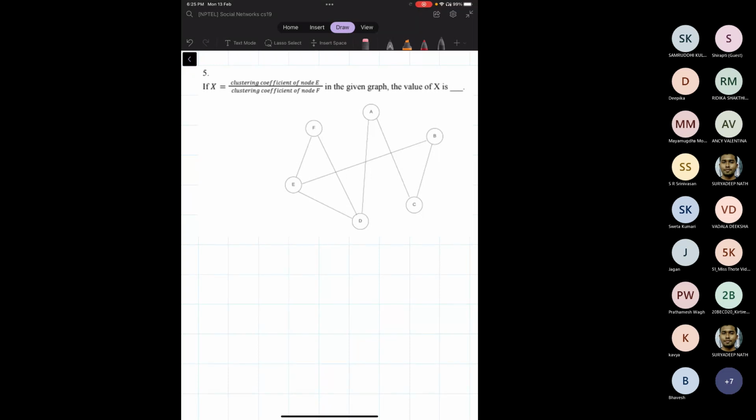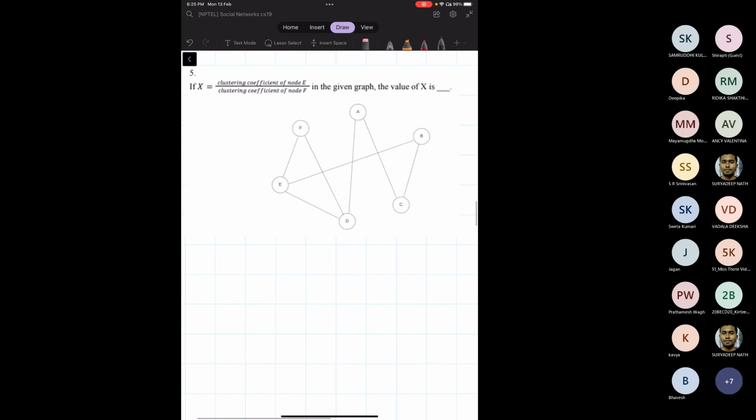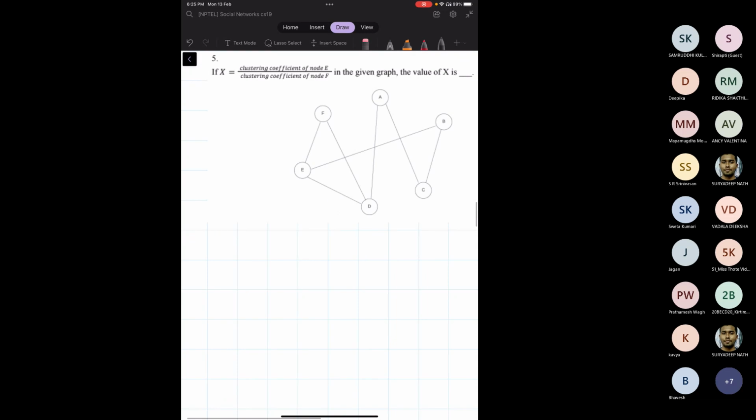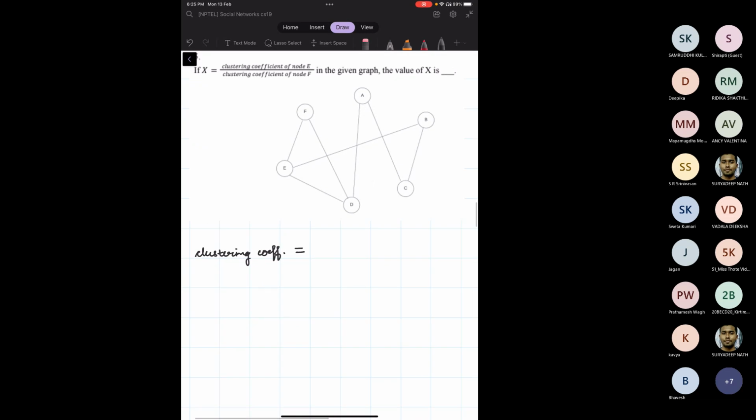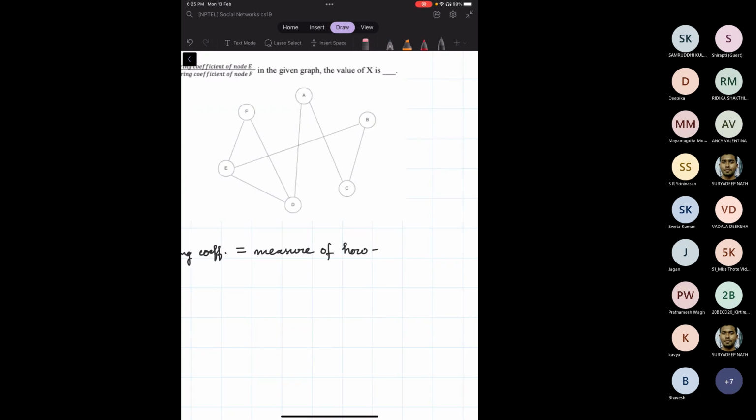If X equals the ratio of the clustering coefficient of node E to the clustering coefficient of node F in the given graph, then what is the value of X? So what does clustering coefficient mean? Clustering coefficient is basically a measure of how tightly knit the neighbors of a node are.